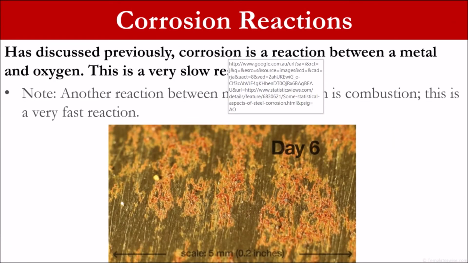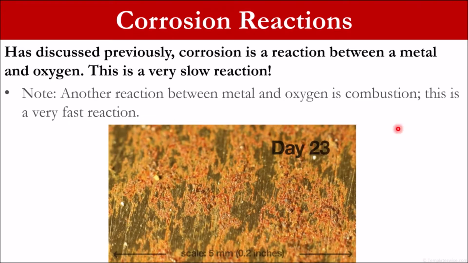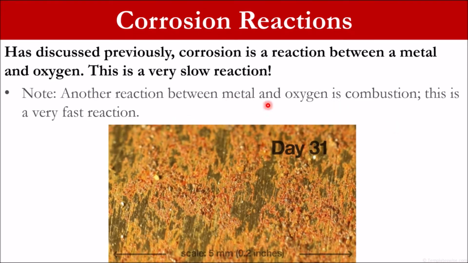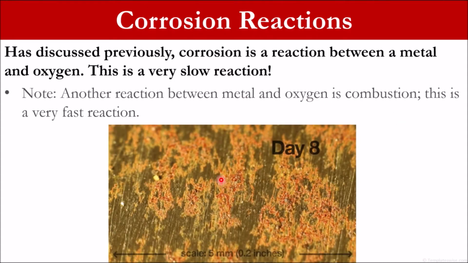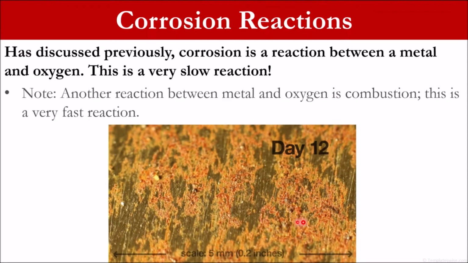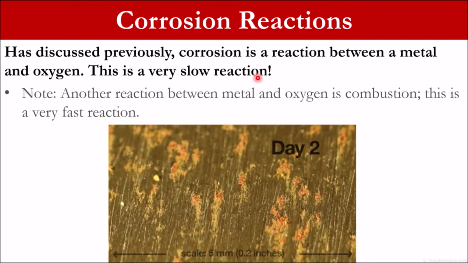Now, when we talk about corrosion, you can see here just a little animation to show what's actually happening. In the previous slide, we talked about how corrosion is the combination of a metal plus oxygen combining together. So you can see these layers adding onto it. That's actually the oxygen adding itself onto the piece of metal. Now corrosion is a very slow reaction.